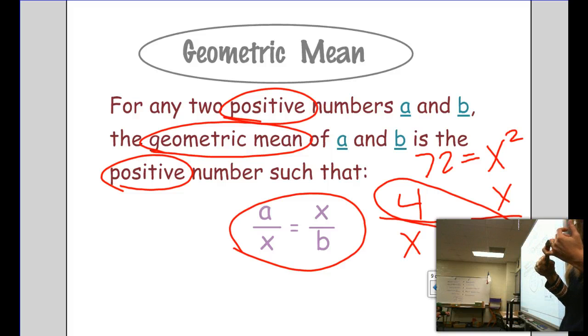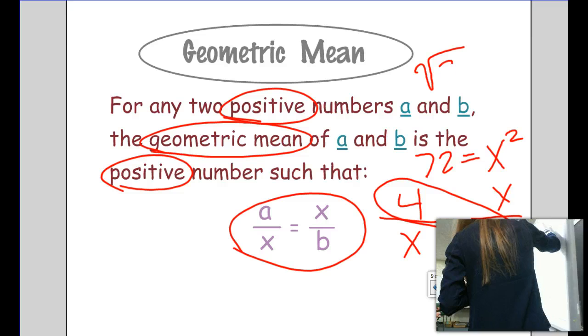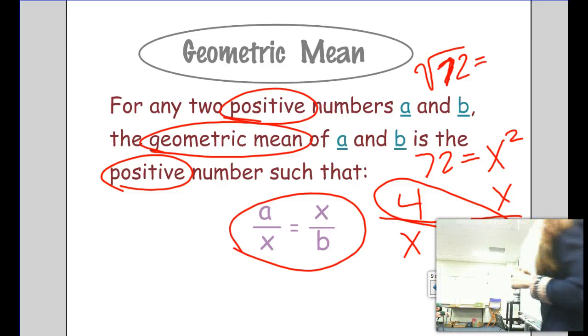Do y'all know how to find the square root on your calculator? Yeah, so the square root is Second and then the X squared. So it's going to be ugly. It's not going to be pretty. The square root of 72.